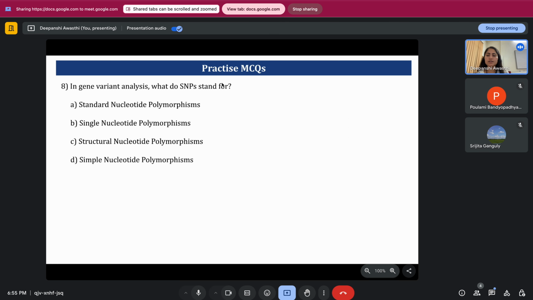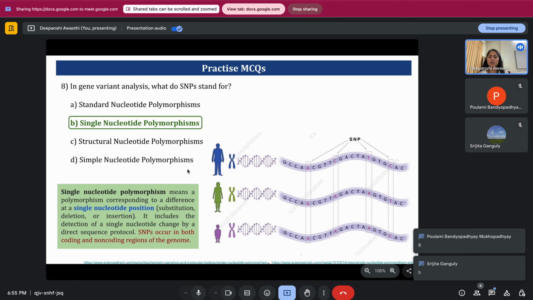Now let's move to another question. In gene variant analysis, what does SNP stand for? This is quite easy. Option A, standard nucleotide polymorphisms. Option B, single nucleotide polymorphisms. Option C, structural nucleotide polymorphisms. And option D is simple nucleotide polymorphisms. Yeah, so the answer is single nucleotide polymorphism.